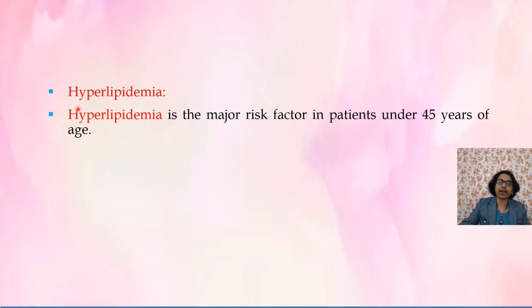Then another factor is hyperlipidemia. So what do you mean by hyperlipidemia? Hyper means increasing lipids. The cholesterol level is going to be increasing in the blood. Hyperlipidemia is the major risk factor in patients under 45 years of age. So in an average person below 45 years of age, the cholesterol level in the blood will be increased. This population is more prone to the development of atherosclerosis.